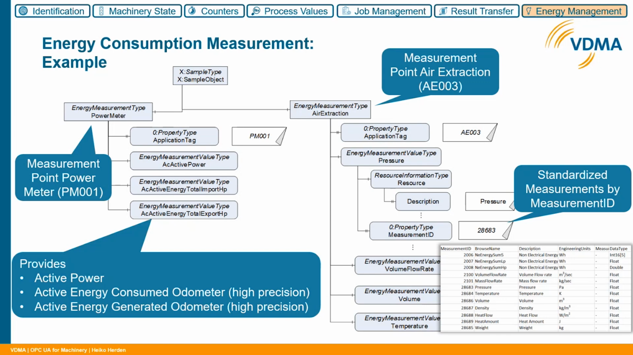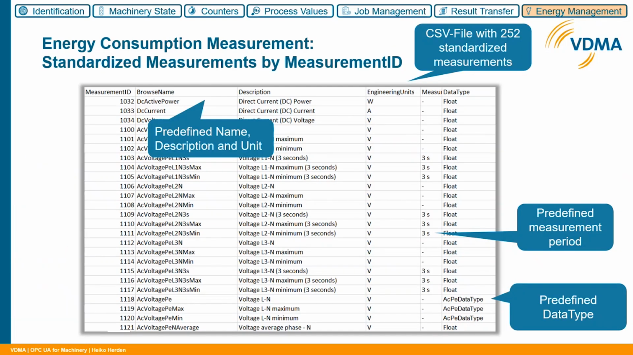So together with the companion specification, we not only define the specification itself, but we also attached a table, an Excel file basically, with at the moment 252 standardized measurements with predefined names, description, units, a predefined measurement period, and a predefined data type. So whatever kind of energy you are measuring, you can pick it out of this table and describe it via the companion specification. So this is also a very generic approach on how to fulfill the needs for energy consumption management.